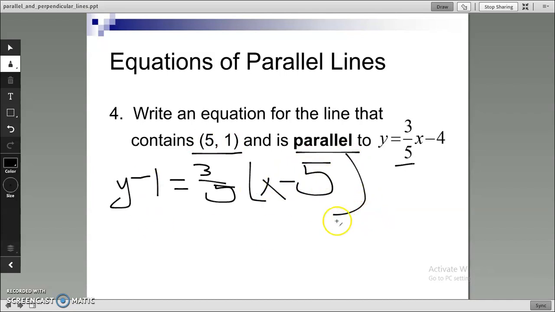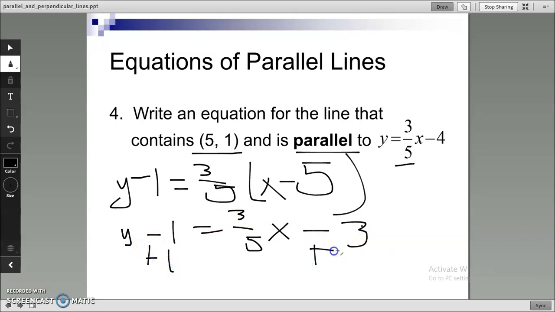If I wanted to, I could multiply it through to put it in slope-intercept form. So let's do it. I multiply the 3/5 through, so I get 3/5 x minus 3, because 3/5 times 5 gives me 3. Then I'm going to add 1 to both sides, and I get y equals 3/5 x minus 2.